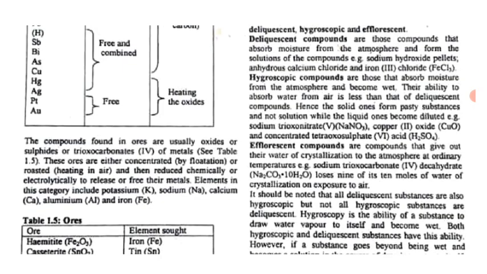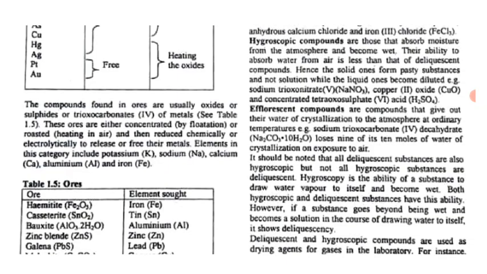Efflorescent compounds are compounds that give out their water of crystallization to the atmosphere at ordinary temperatures, e.g. sodium trioxocarbonate(IV) decahydrate loses 9 of its 10 moles of water of crystallization on exposure to air.